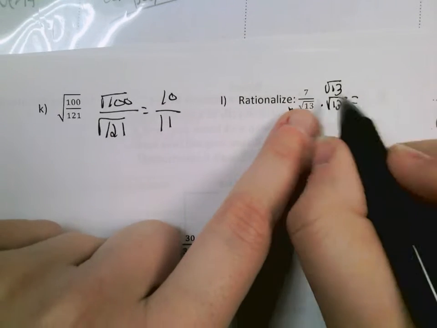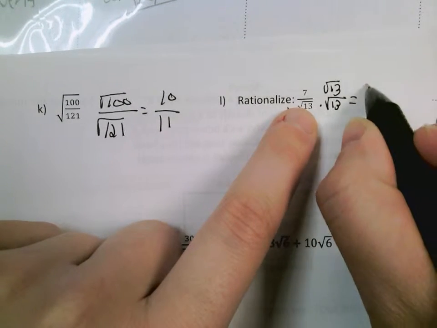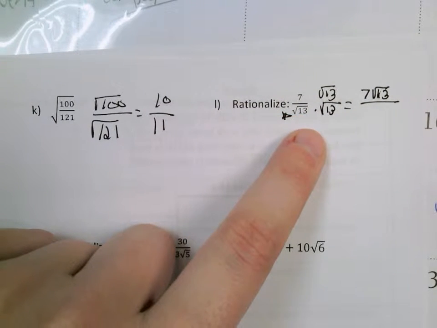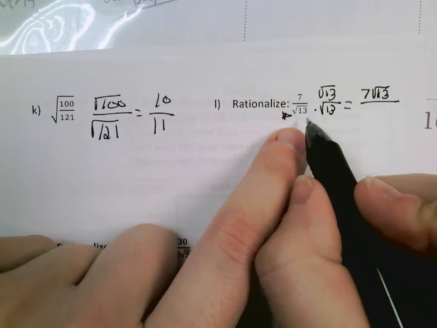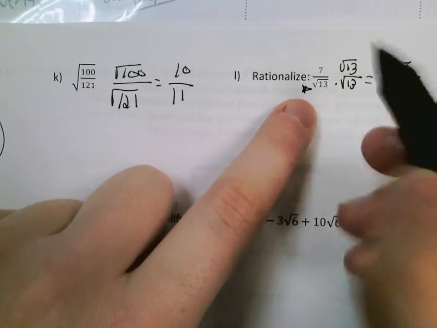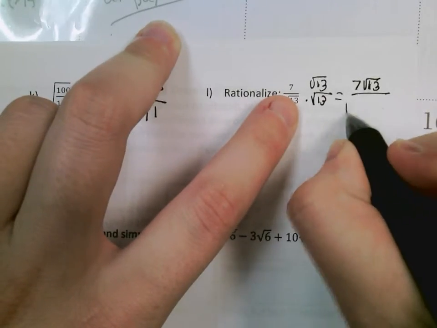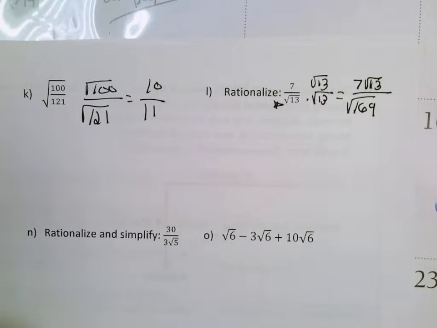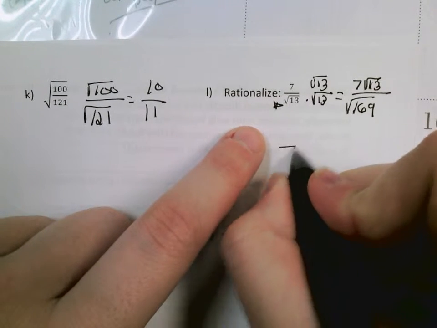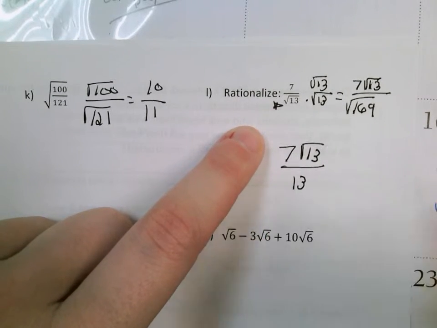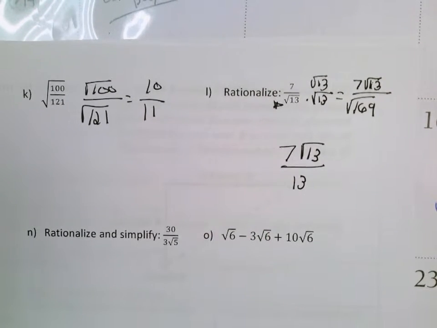Now on the top, the 7's on the outside, the 13's on the inside. They're unfortunately not going to mix at all. It's just going to have to stay 7 square root of 13. But this one, think back to the multiplication on this front page. You can take 13 times 13 and get 169. 169 should be on our list of perfect squares, which means, again, the top stays the same, but the bottom, the square root of 169 is 13, and you're done.